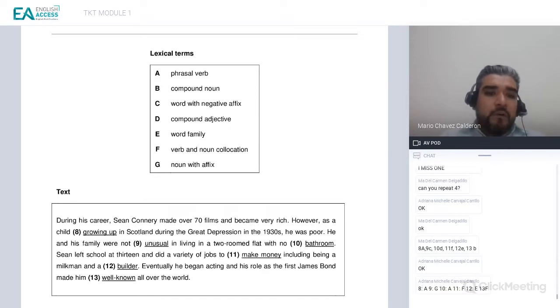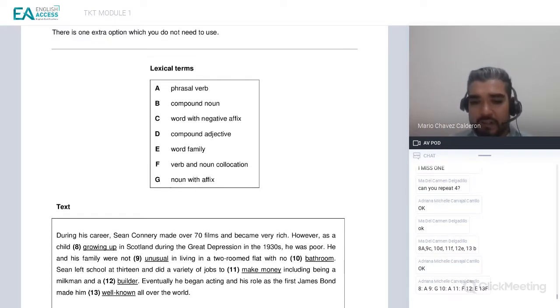So, number 8, growing up. Growing up, ladies, is a phrasal verb. Good job. Number 2, we have unusual. One more time, unusual. It's a word with a negative affix. It's letter C. Usual is not a noun, Adriana. It's an adjective. Okay.